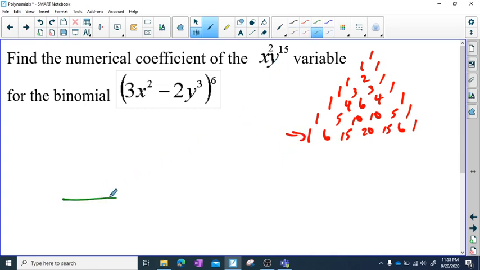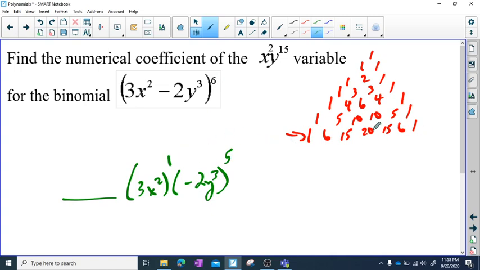So let's set it up. There's a number in front. I don't know what it is yet. There's going to be 3x squared, and then minus 2y cubed will be the second one, and then there'll be a bunch of terms here. In order for us to get x squared, I'm going to need a 1 here. And for this to become a 15, I'm going to need a 5 here. Double check, does that make sense? 1 and 5, 6. It's all good.